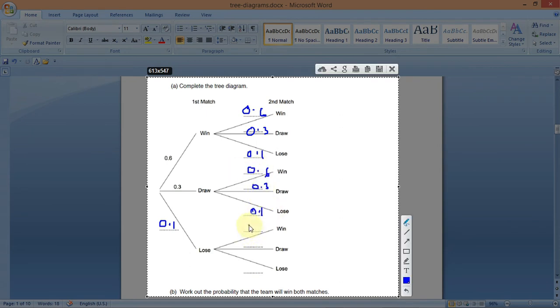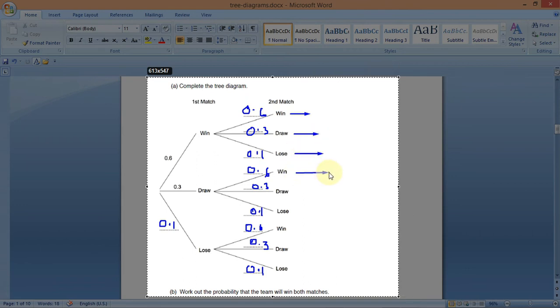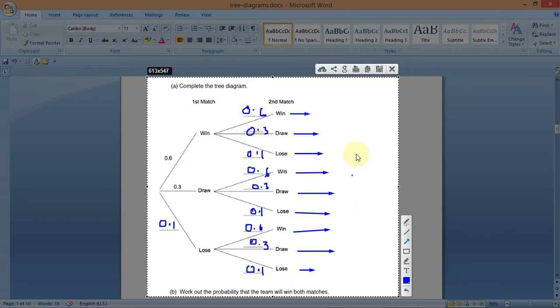Then finally 0.6 for win, 0.3 for draw, and 0.1 for lose. So the only thing is that when you now sum probability win win, win draw, win lose, draw win, draw draw, draw lose, lose win, lose draw, and lose lose, the sum of the probabilities here also should be equal to 1. Okay, don't forget that. So what is the probability that the team wins both matches? Win both matches will be probability win win, and this is the only place where we have win win.